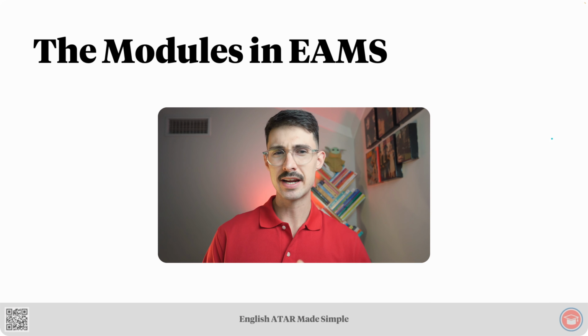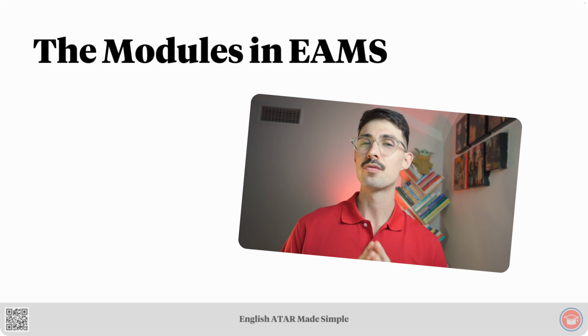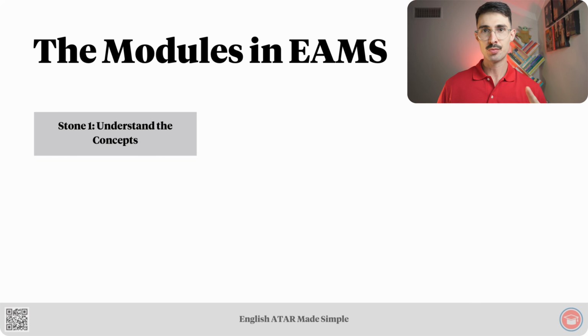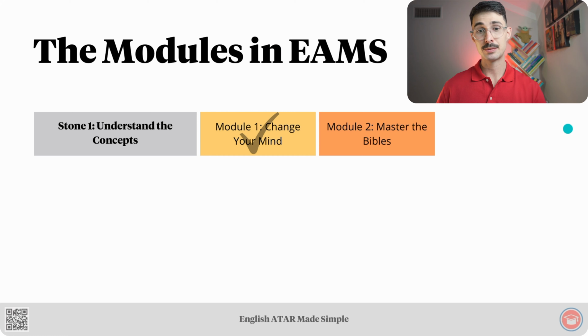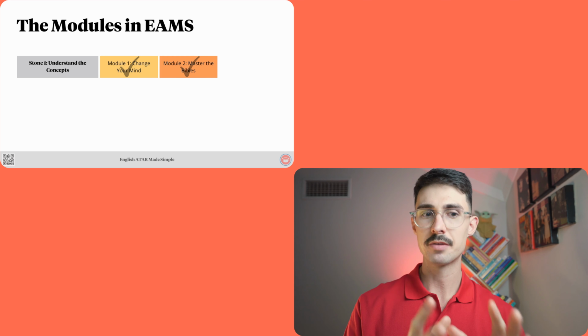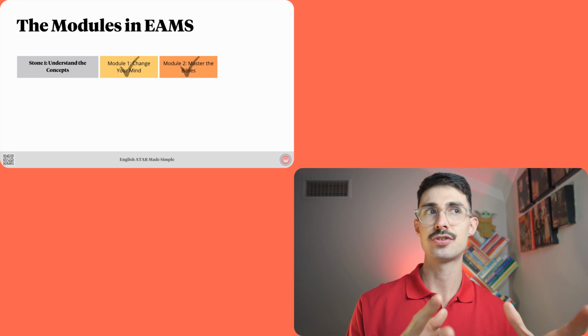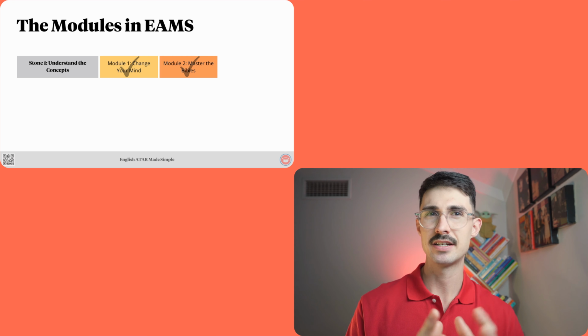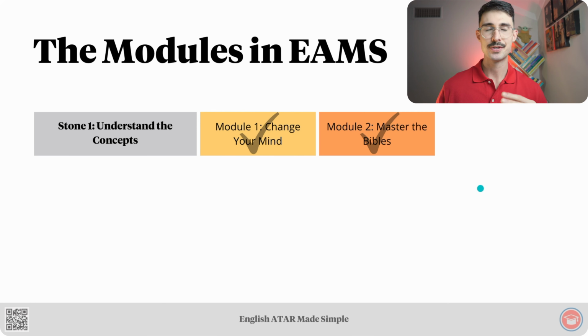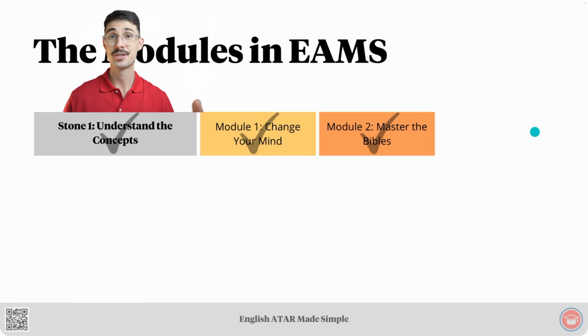Here's a brief recap of the modules in EAMS. Remember, each stone consists of one or more modules. Stone 1, Understand the Concepts. This began with Module 1, Change Your Mind, which is done and dusted. From there, we went to Module 2, also done and dusted. Now, the overarching objective of Stone 1 was for you to understand the mental skills and key concepts necessary for you to pass English ATAR. As you know, that was no small feat, but you've done it, so well done.